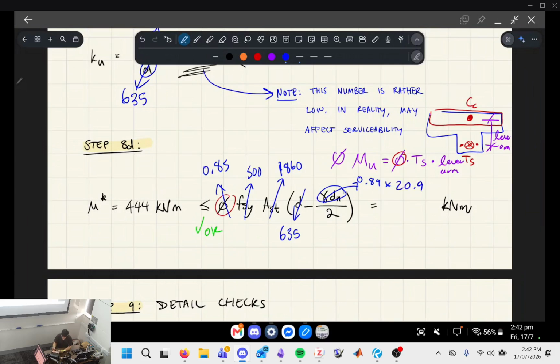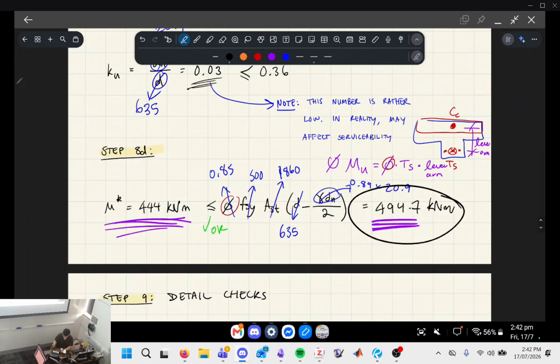20.9. Okay, and that gives us a capacity of 494.7. So what you'll notice is that this number, being the capacity of our T-beam, is greater than M star. M star, remember, is the loading that we're putting on it, or the imposed bending moment, right? So because our beam is stronger than the amount of loads that we're going to put on it, we're okay. Okay, so that's what that strength check is for.